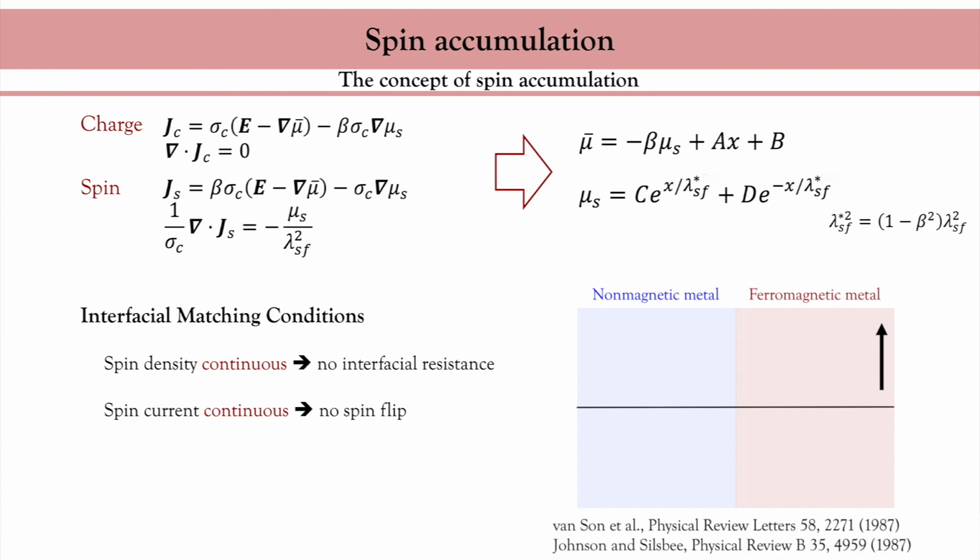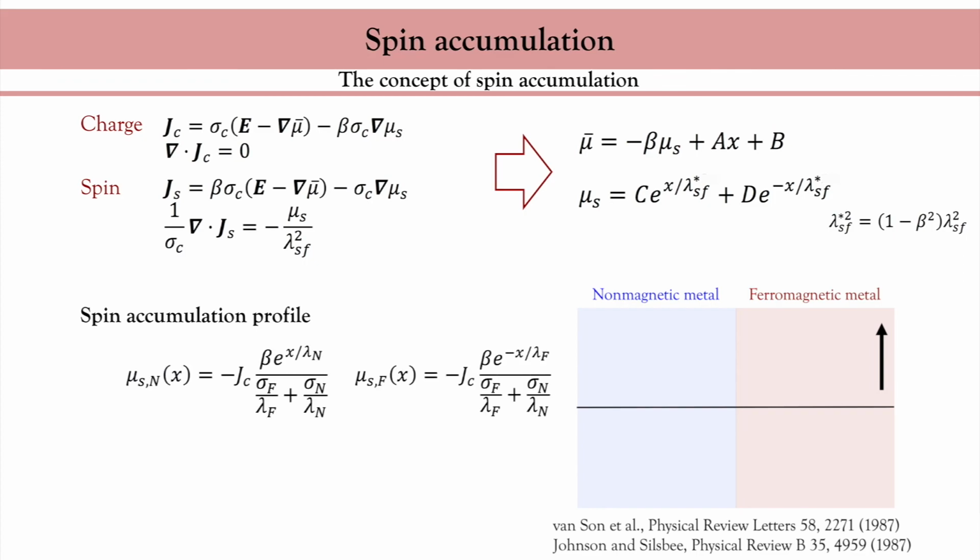As a consequence, at the interface, the spin-dependent chemical potential on the non-magnetic side equals the spin-dependent chemical potential on the ferromagnetic side. By doing so, I obtain these expressions for mu s. You see that mu s is proportional to the charge current density. So it is a non-equilibrium effect, and it depends on the direction of the current.